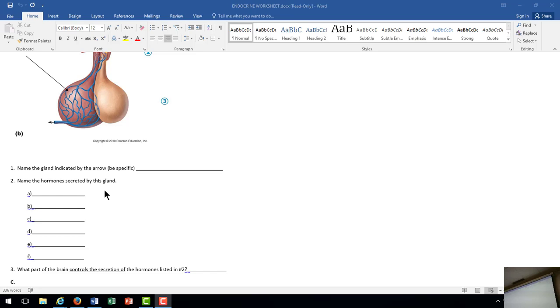tells the adrenal gland, the adrenal cortex specifically, to secrete its hormones. Follicle stimulating hormone, FSH, acts on the ovaries and testes, so that's another one of those that just tells another endocrine gland what to do. Then there's LH, luteinizing hormone, again acts on another endocrine gland, and then prolactin, PRL.